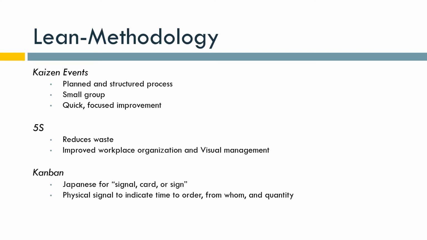So let's talk a little bit about lean methodology. There are 3 types of events in lean methodology: the Kaizen events, 5S, and Kanban. Kaizen events are planned and structured processes. It's a small group, quick focused improvement. 5S is mainly used to reduce waste, improve workplace organization and visual management. Kanban is a Japanese term for signal, card, or sign, physical signals to indicate time to order, from whom, and quantity.